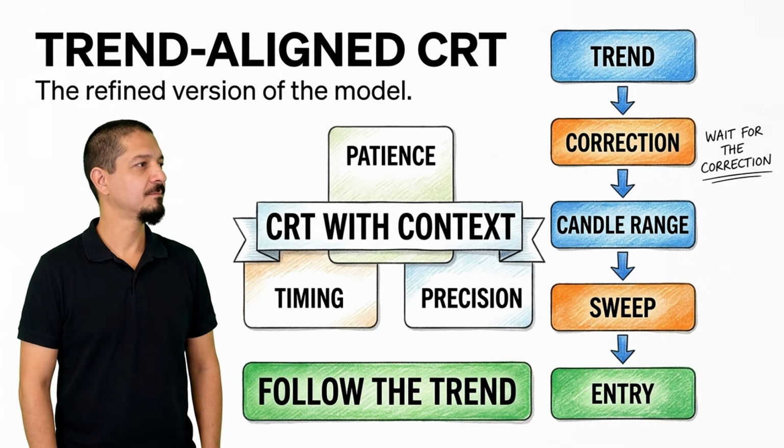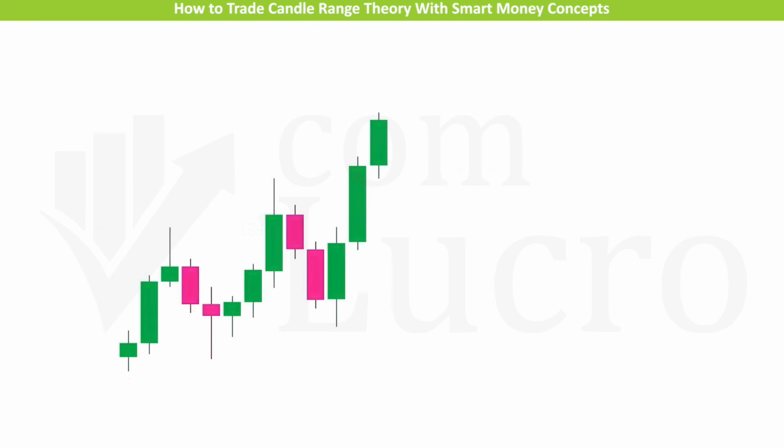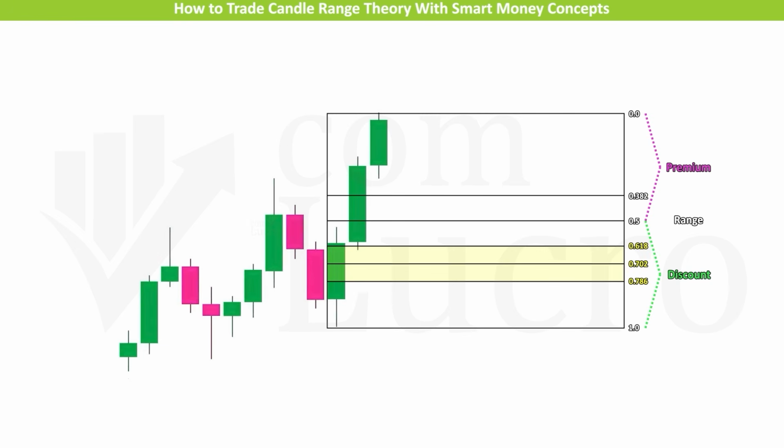Let's break it down. First, identify a market that's clearly trending up or down. Then, wait for a corrective move, because corrections provide both better entry prices and safer stop-loss placement. For example, if the last impulsive move started from this point and pushed all the way up to here, we expect the correction to unfold within this range.